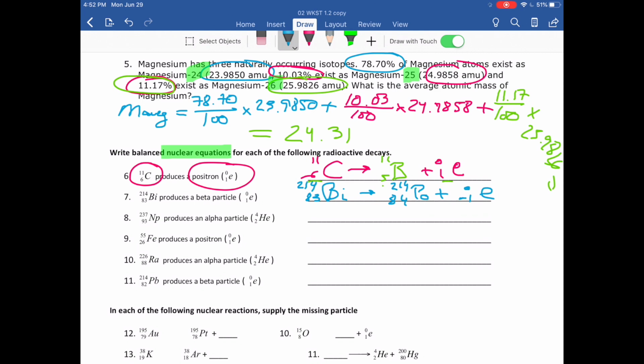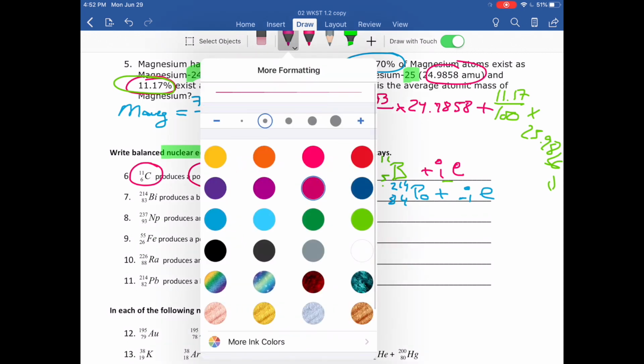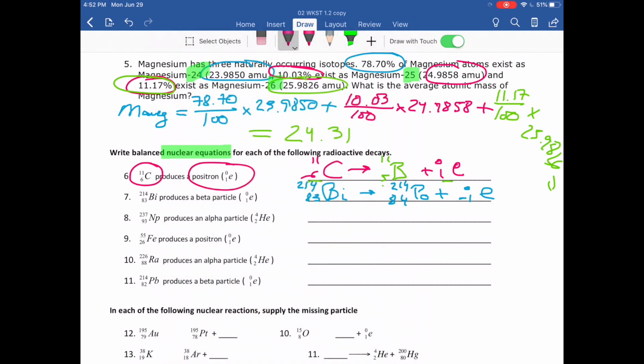Next one. Let's change the colors. So I have neptunium over here, and it's 237 as the mass number, 93 is the atomic number, and it's releasing an alpha particle. So yields, and then the alpha particle is 4, 2, helium.